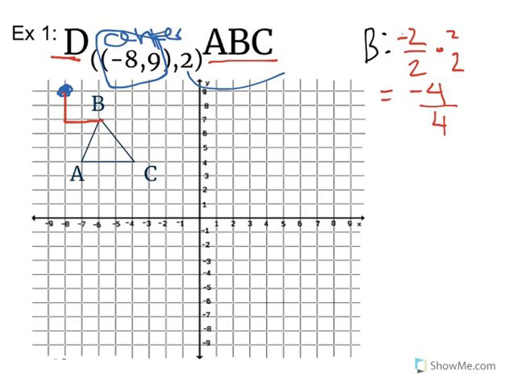So from the center, we're going to count down 4 and then to the right 4. So down 1, 2, 3, 4, and then to the right 4. Right 1, 2, 3, and 4. So that would be our B prime.